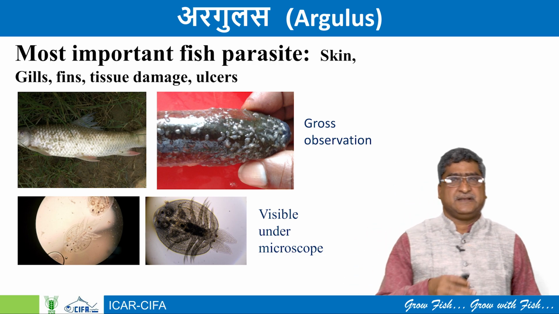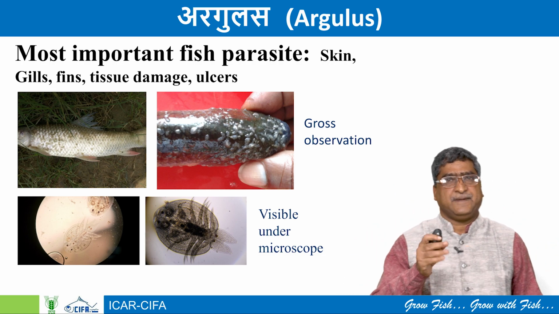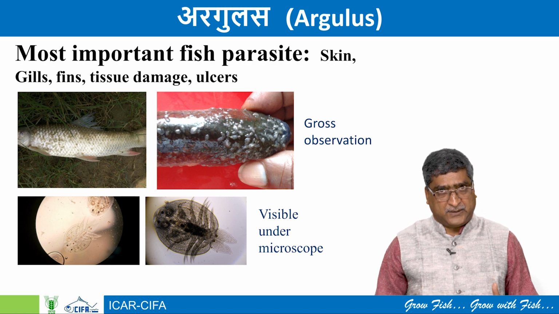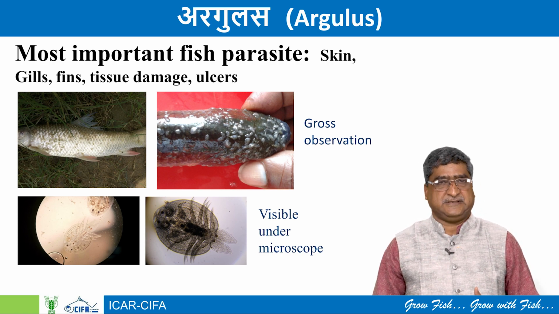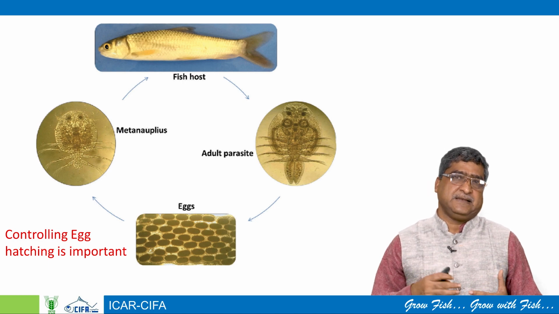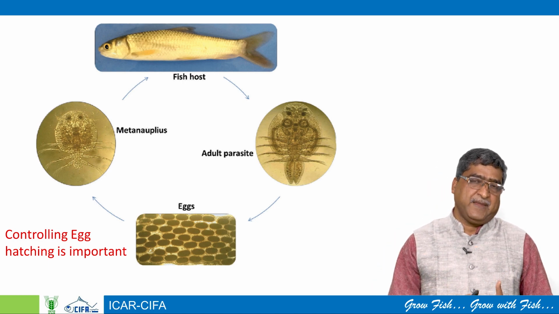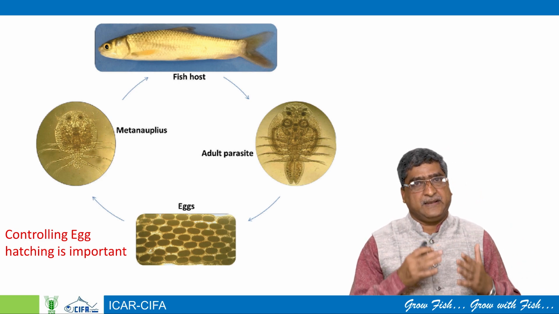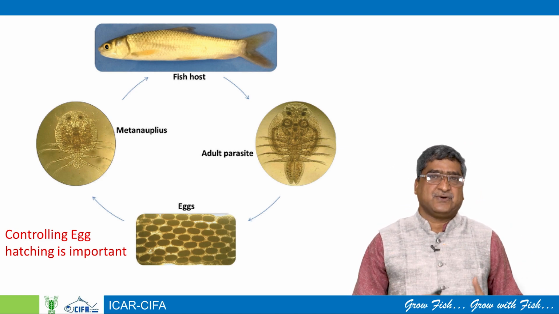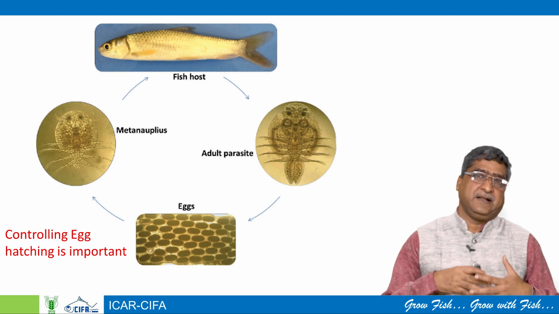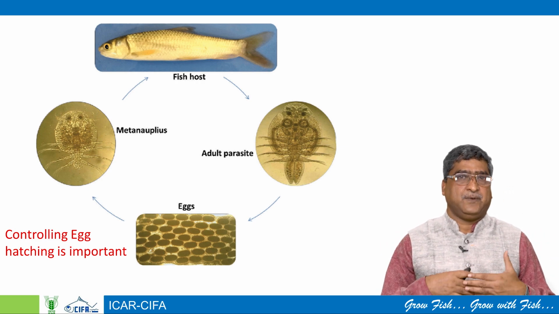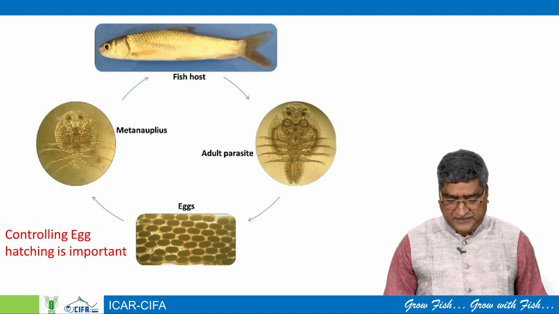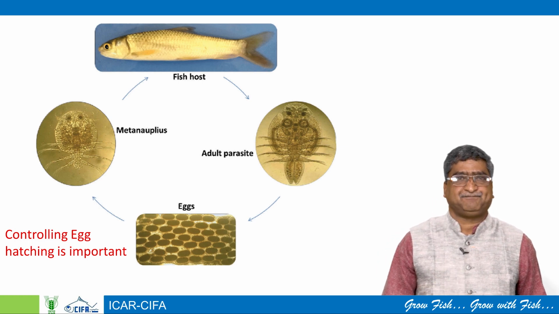As you see here, the cycle of Argulus, we find the Argulus parasites and the eggs. Controlling the Argulus eggs is very, very important in the aquatic system because the eggs are attached together and protected, so the drugs and chemicals don't have any impact on the eggs. So we have to wait till the eggs hatch, and when the parasites come out, we can use some chemicals to kill the hatched parasites.